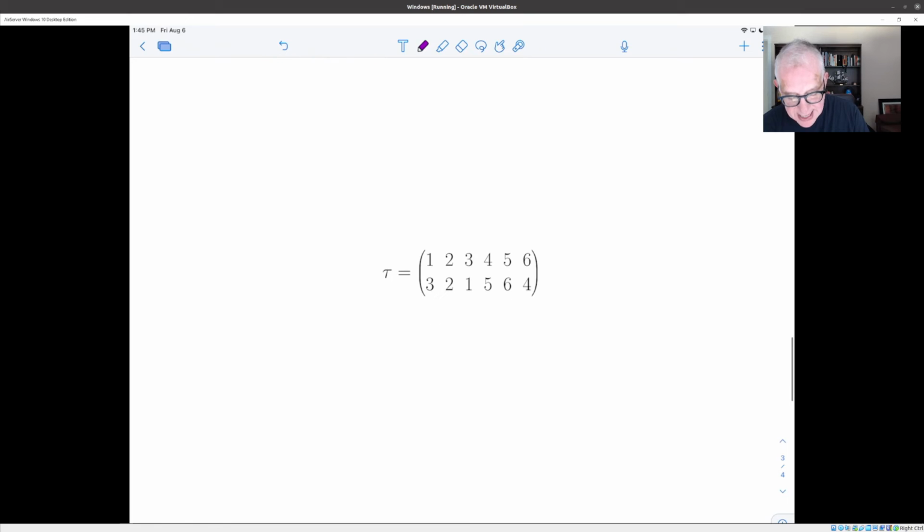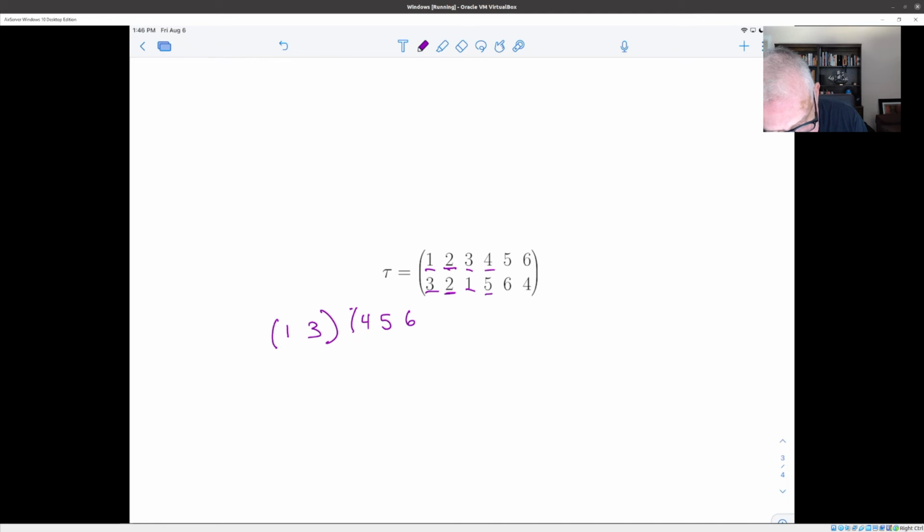Now let's take a look at tau. Again, we start with 1. 1 goes to 3, and 3 goes back to 1. So the first thing that we find is (1 3). What about 2? Well, 2, which is the first number that's not mentioned, just goes to 2, so we don't do anything with it. So now we've taken care of 1, 2, and 3. What about 4? Well, 4 goes to 5.